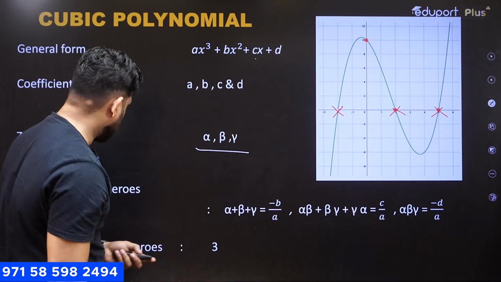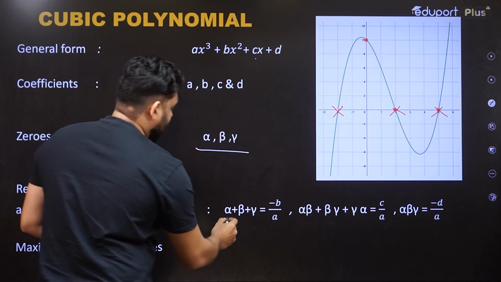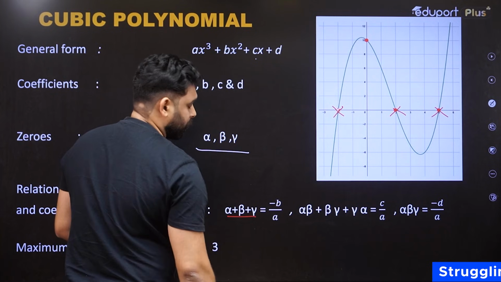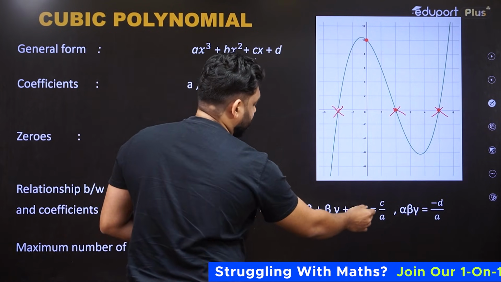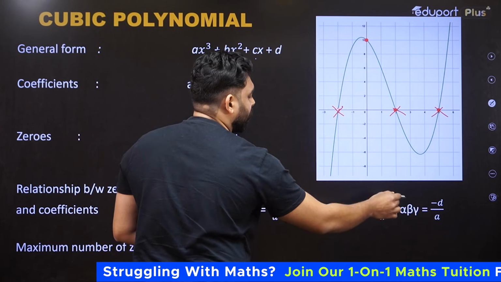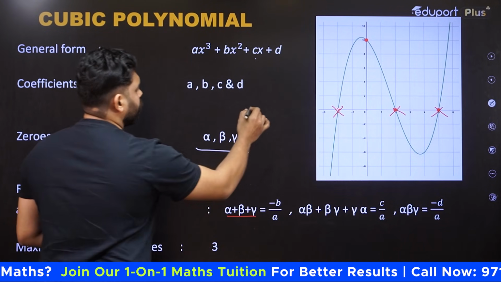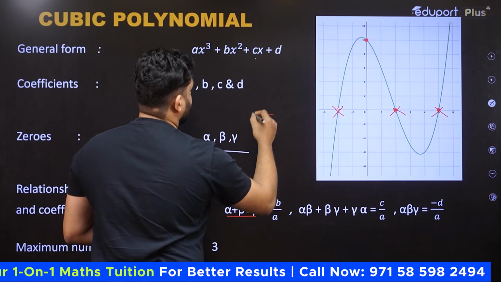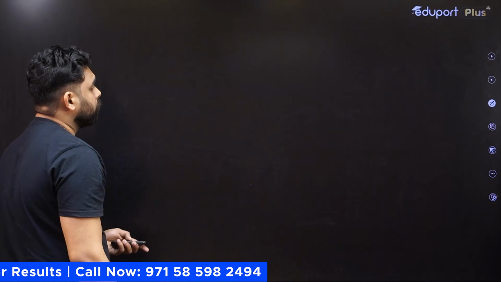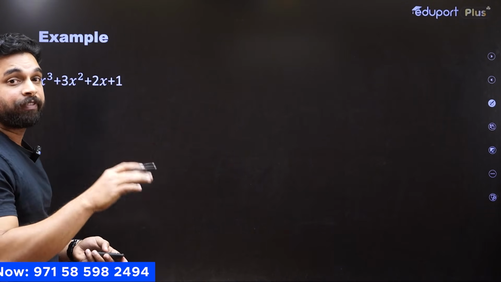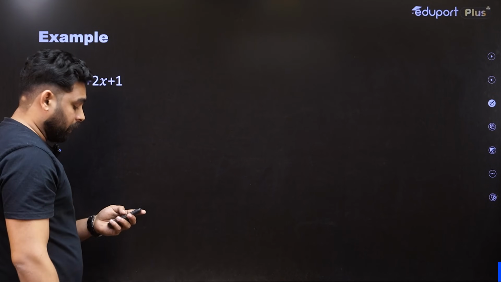We will come to that. Okay. So here is the relation between zeros and coefficients: alpha plus beta plus gamma is minus b by a, alpha beta plus beta gamma plus gamma alpha is c by a, alpha beta gamma is equal to minus d by a. Just don't memorize any formulas by heart. In the case of a linear polynomial, it was minus b by a. In quadratic, alpha plus beta was minus b by a and alpha beta was c by a.